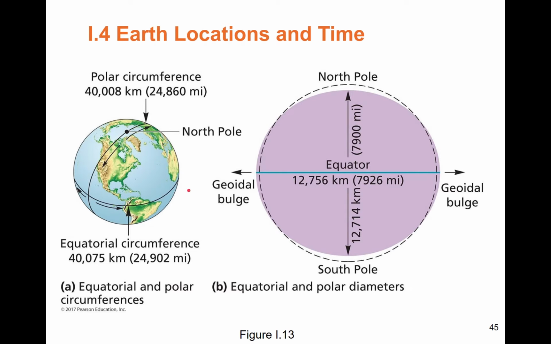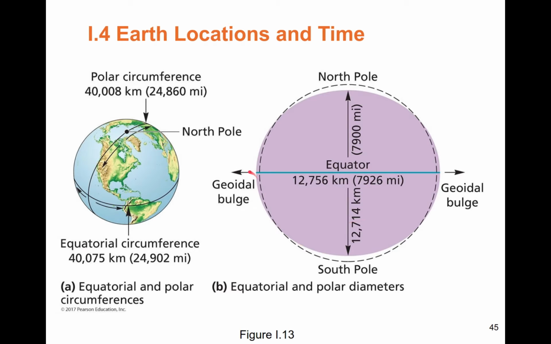Some numbers you need to know. Equatorial circumference of Earth, 40,075 kilometers. You totally need to memorize that. Polar circumference, 40,008. So you can see if you walked around the equator, you'd have to walk 40,075 kilometers. If you were able to walk from the North Pole to the equator to the South Pole and back up to the North Pole, that would only be 40,008 kilometers.